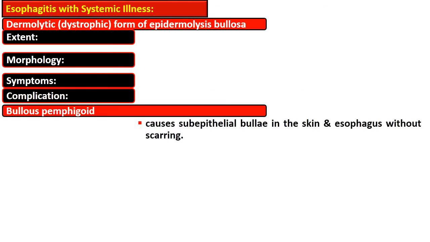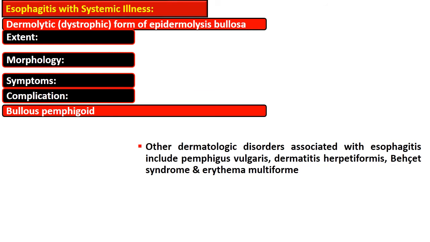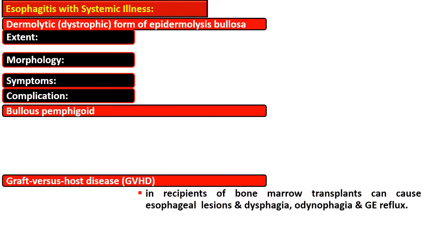Bullous pemphigoid causes subepithelial bullae in the skin and esophagus without scarring. The other dermatological disorders that are associated with esophagitis include pemphigus vulgaris, dermatitis herpetiformis, Behcet's syndrome, and erythema multiforme.